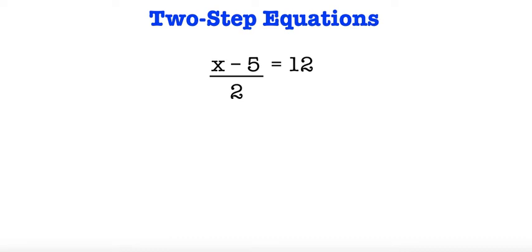Fellow mathematicians, today we're going to be learning about two-step equations. We're actually going to continue from last time. So here I have the problem (x minus 5) divided by 2 is equal to 12.